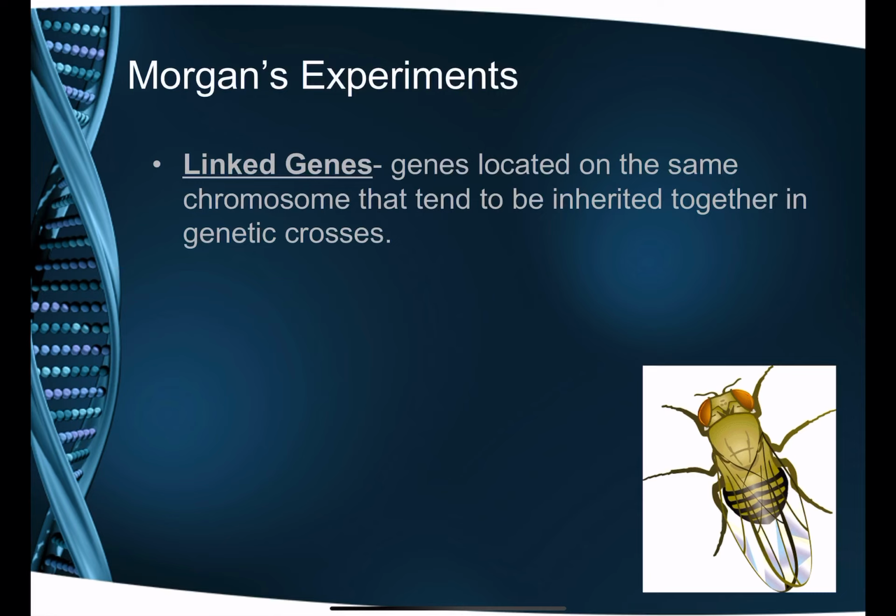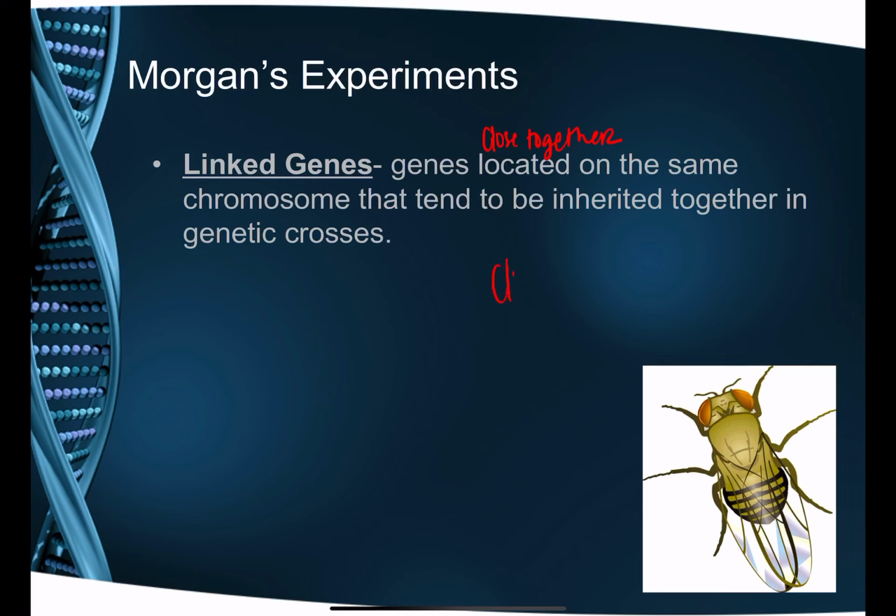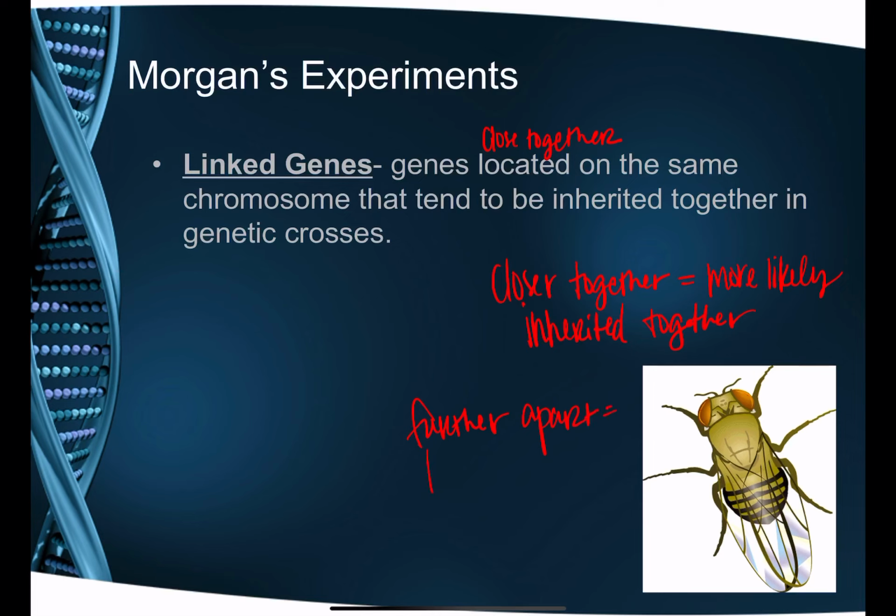So generally, these linked genes are close together on the same chromosome, and you want to write that down, okay? The closer together, probably want to make a note of this, the more likely they are to be inherited together. And so the further apart, the less likely they are to be inherited together. And I'll explain why that is a little bit later. But for now, that would be a good thing to add into your notes here.